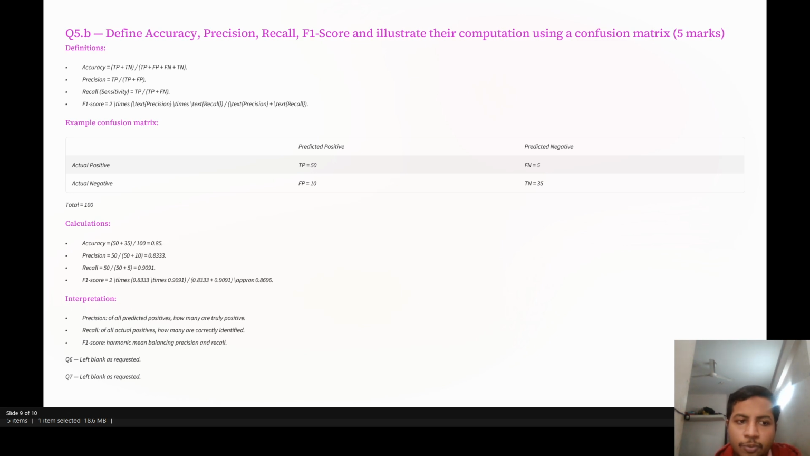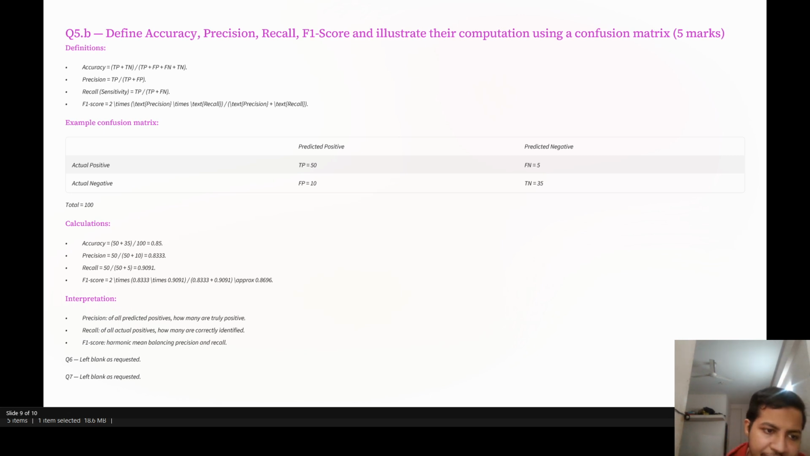So we just need to put the values in the accuracy formula, that is 50 plus 35 divided by 100, which is 0.85. Precision is 50 divided by 50 plus 100, 0.833. And recall is 50 divided by 50 plus 5, which is 0.9. And as I told you earlier, F1 score is 2 times precision divided by precision plus recall, so it will give approximately 0.8696.